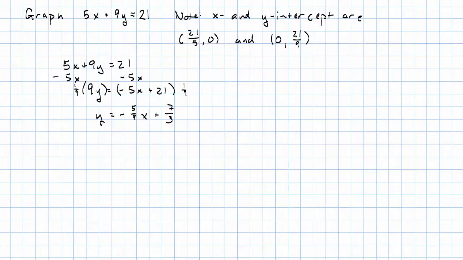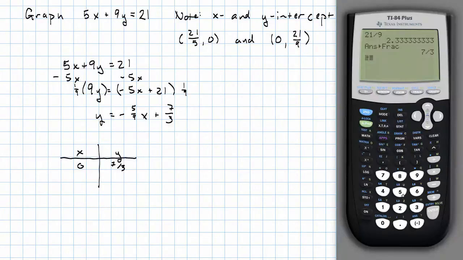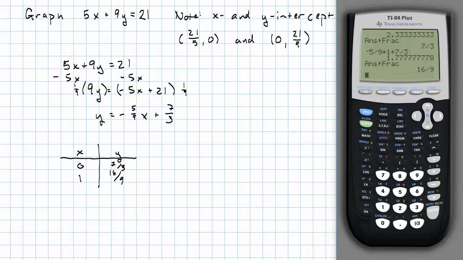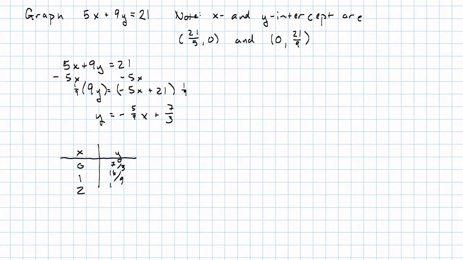I could go through by hand and find a whole bunch of xy pairs until I got whole numbers. But you know, (0, 7/3), negative 5/9 times 1 plus 7/3, (1, 16/9), negative 5/9 times 2 plus 7/3, (2, 11/9). I think I might be at this for a while.